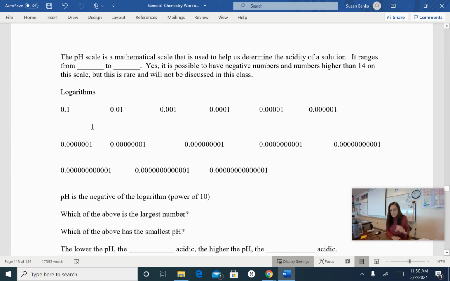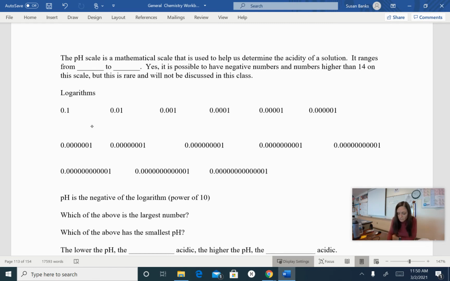The pH scale is a mathematical scale that's used to help us to determine the acidity, or sometimes the basicity or alkali nature. So the British call it the alkali. We here in America call it basic or basicity of a solution. It ranges from 0 all the way up to 14. 14 is the max. Yes, it is possible to have negative numbers and numbers higher than 14 on the scale, but it's super rare and it's beyond the scope of this class.